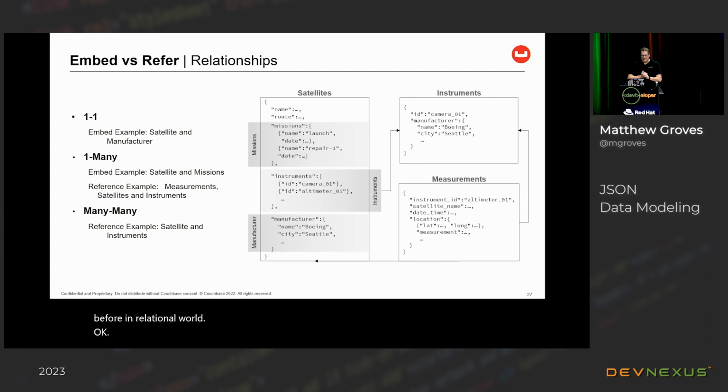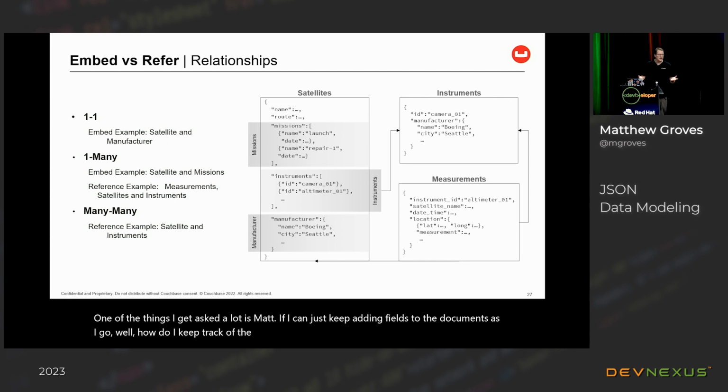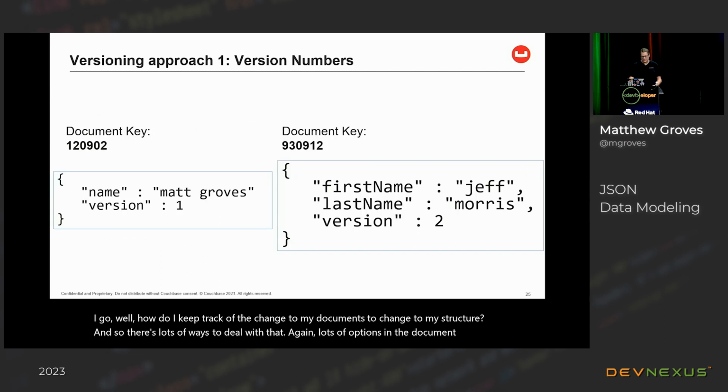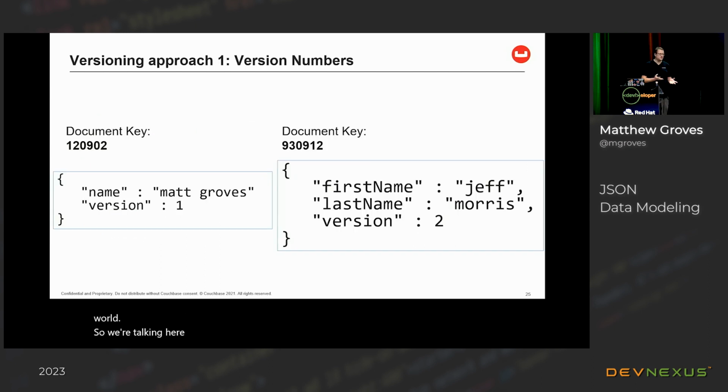Now, one of the things I get asked a lot is, Matt, if I can just keep adding fields to the documents as I go, how do I keep track of the change to my documents, the change to my structure? There are lots of ways to deal with that. Again, lots of options in the document database world. So we're talking here about versioning between different iterations of your document.